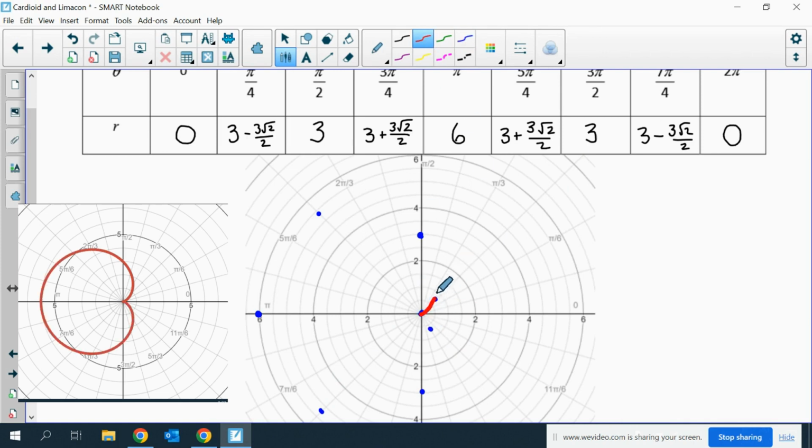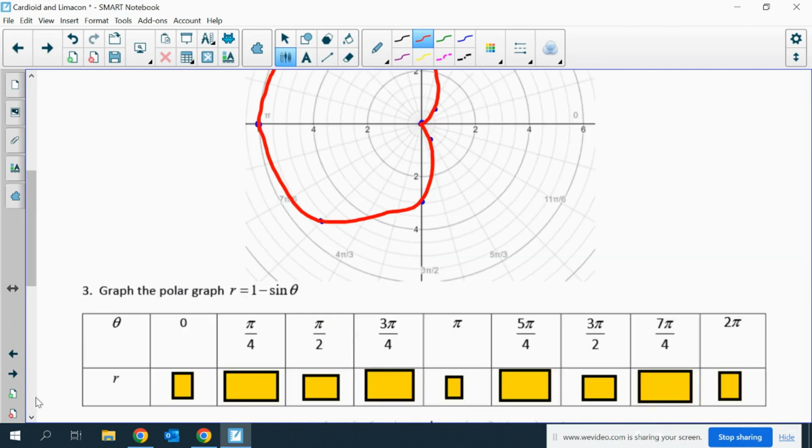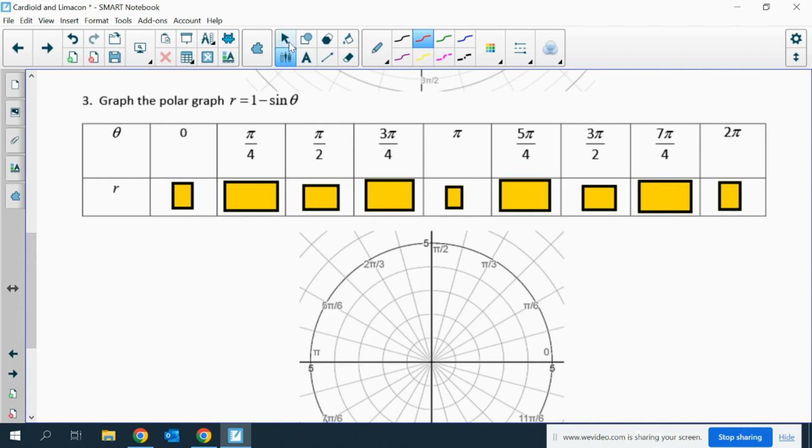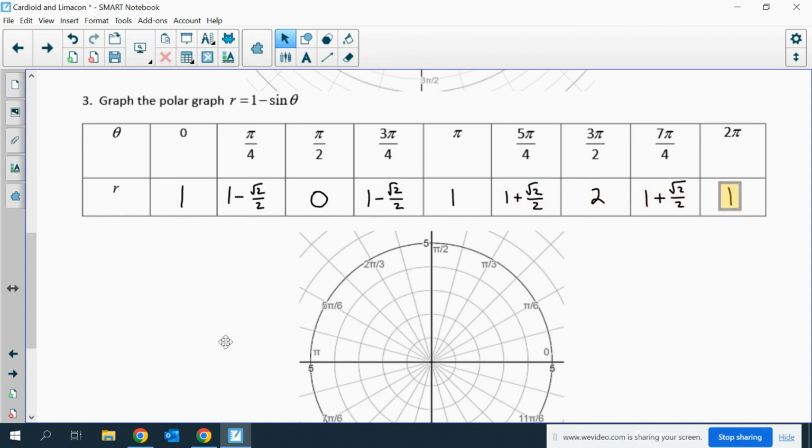So if I trace this, I'm going to end up with something that looks kind of circular, and then back into something that looks kind of like a heart over here. So that's another cardioid. We'll do one more quick example. So here are all of the numerical values.